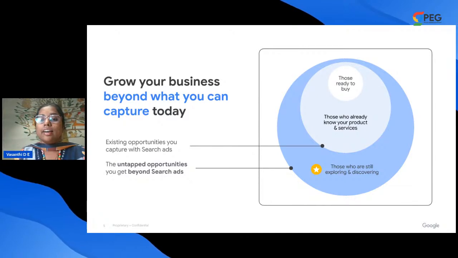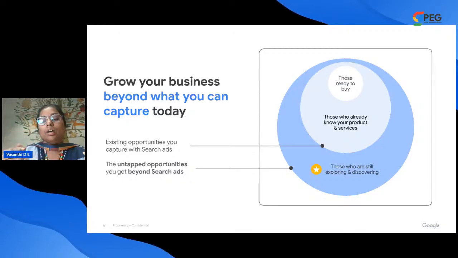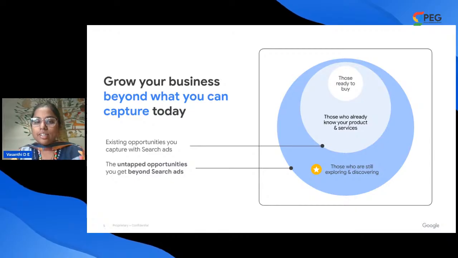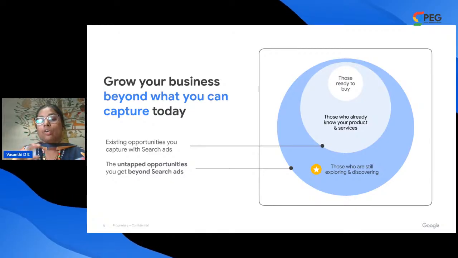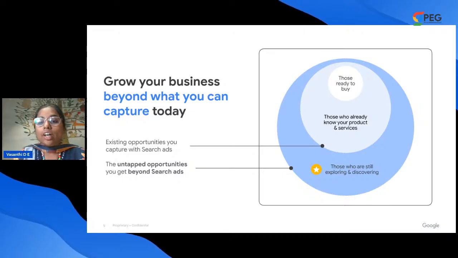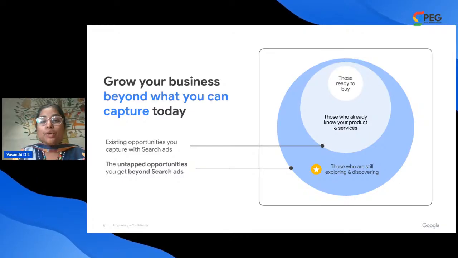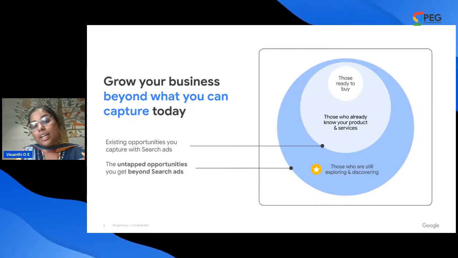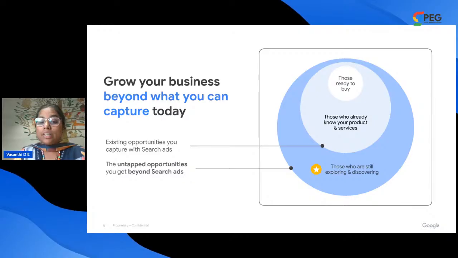In the second circle, just below the small circle, those who already know your product and services will also search and buy your product anyhow, right? Because those are your existing audience, whoever heard of your product or services. But what about the people who don't know your product or services yet? You need to reach a much larger group of people who are still exploring and discovering untapped opportunities. That's where the Demand Gen campaign is specifically designed, to connect with those specific audiences.